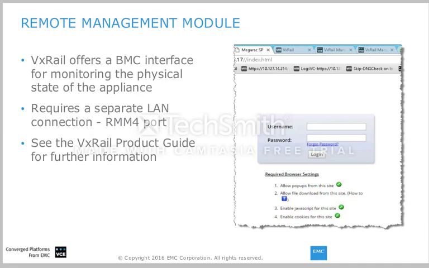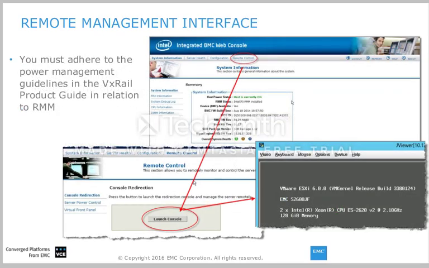The RMM port supports Ethernet speeds up to 100 megabits per second. The switch you connect to for the RMM port must also support 100 megabits per second. You can use remote management to look at BIOS information, launch a console to the node, or power cycle a node. However, you must adhere to the power guidelines in the VCE VXRail Appliance product guide unless otherwise instructed.